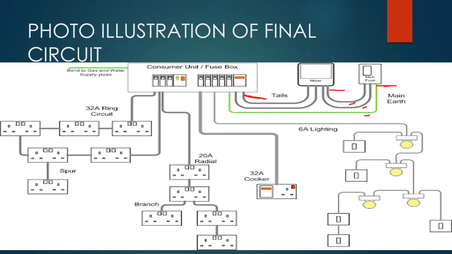For us to understand the various types of final circuits, I will show you. From the consumer control unit, we have what we call circuit breakers. A circuit breaker is used to offer protection in case there's a short circuit, overloading, or overcurrent, and every circuit breaker is placed for its own final sub-circuit.